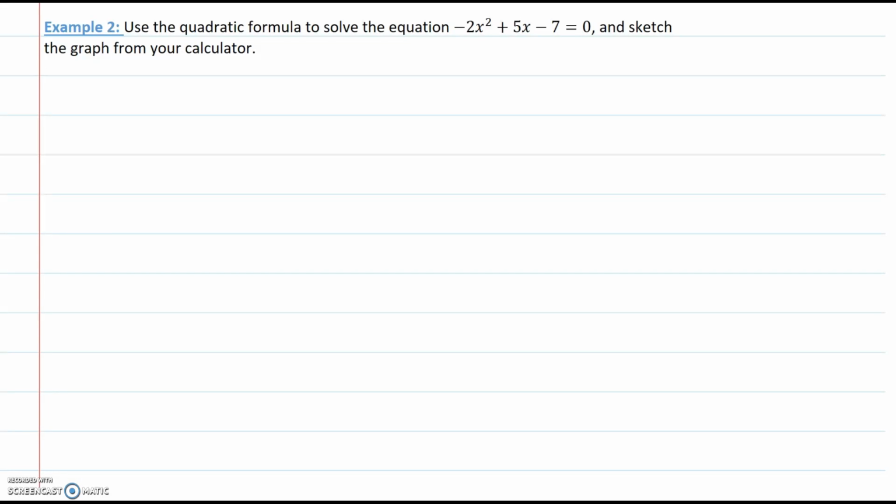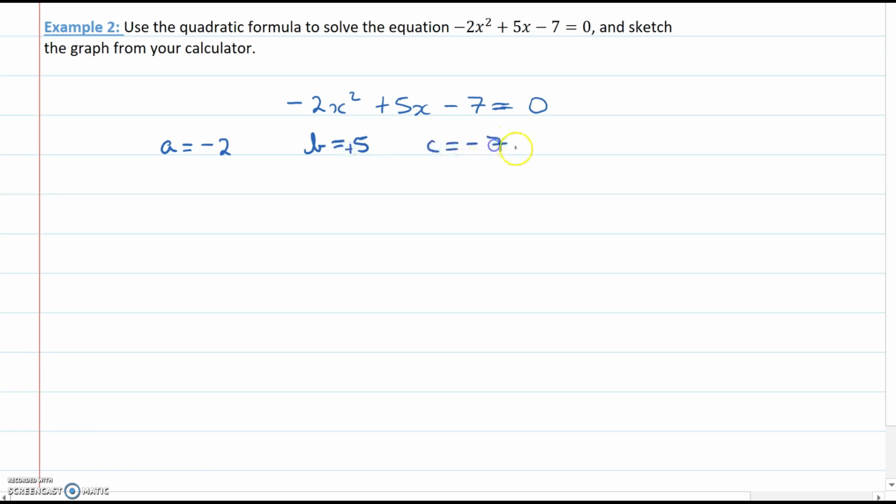Example 2 asks us to use the quadratic formula to solve the equation negative 2x squared plus 5x minus 7 equal to 0. Okay, first thing is check, is everything on the left of the equal sign? And it is. So we're ready to go. Once you have assured yourself of that, write down A, B, and C. A is negative 2, B is plus 5, and C is negative 7.